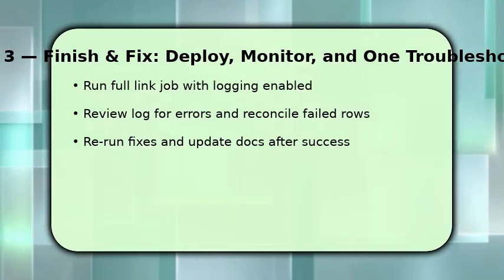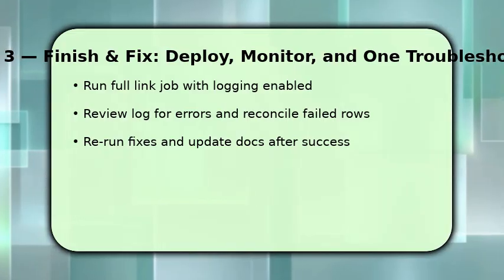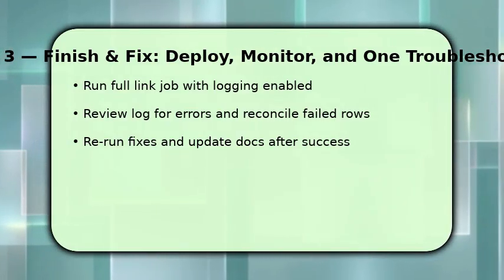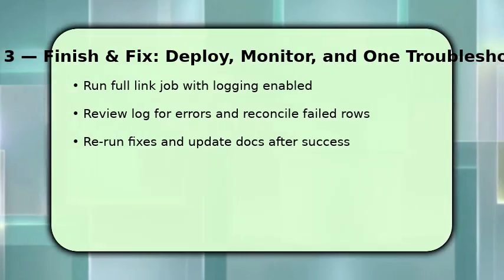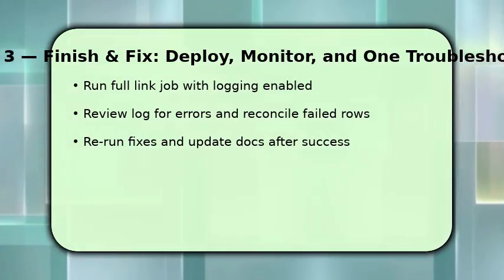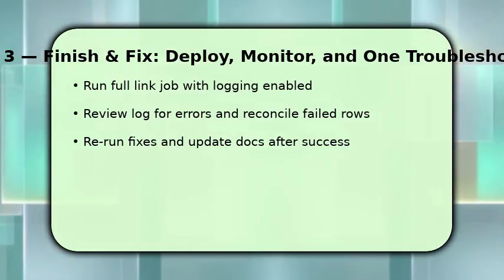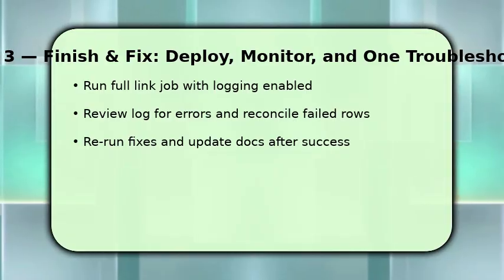For failures, export the failed row list, correct data issues in source or adjust mapping, and rerun only the failed subset to save time. Finally, update documentation with the link definition and a short troubleshooting note so others can reproduce or repair it.